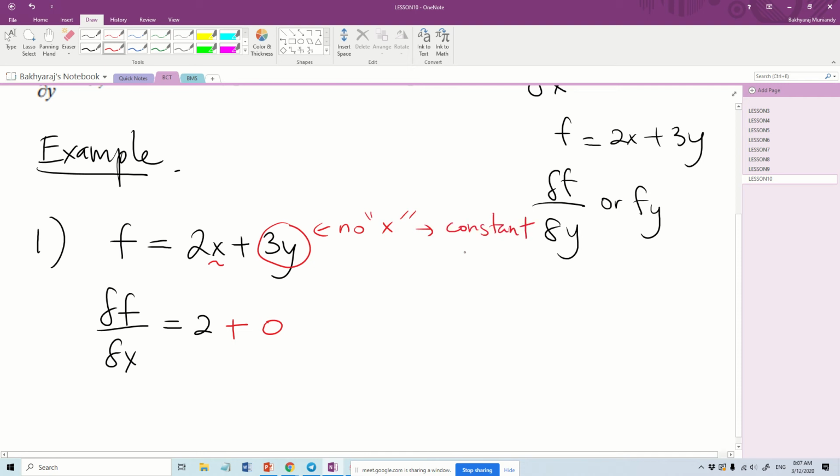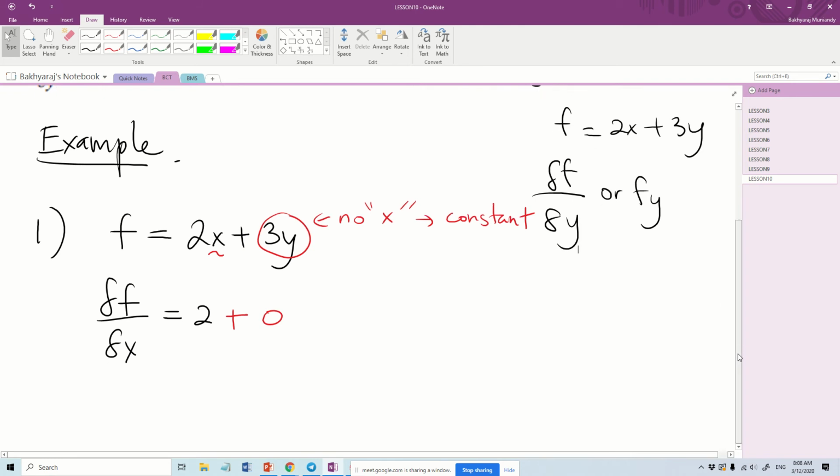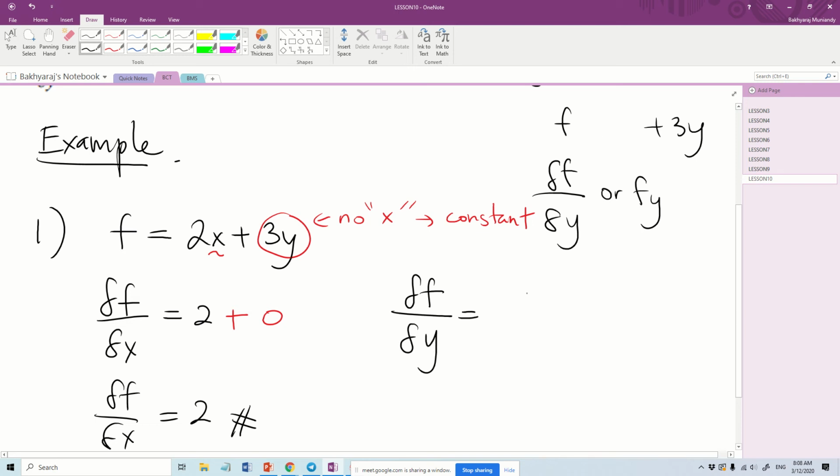So a constant we make 0, the same. In this case 3y becomes 0 because there is no x. We treat that 3y as a constant. So your final answer will be just 2, right? Delta f over delta x is supposed to equal 2. So you get the answer 2. Now, if we want to try for delta y, what is my answer?